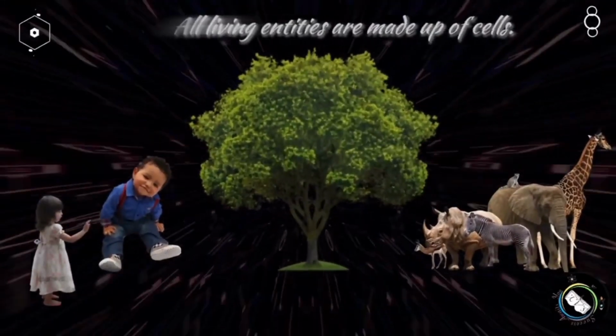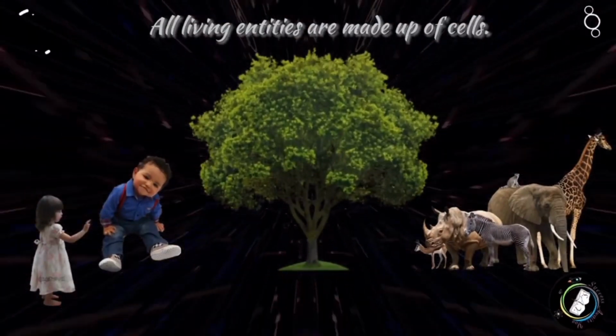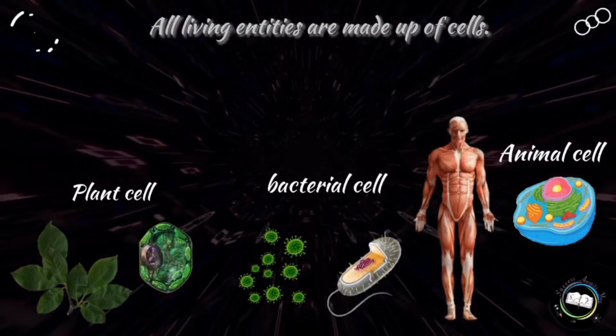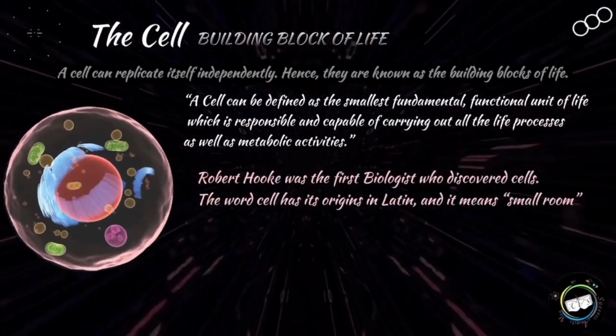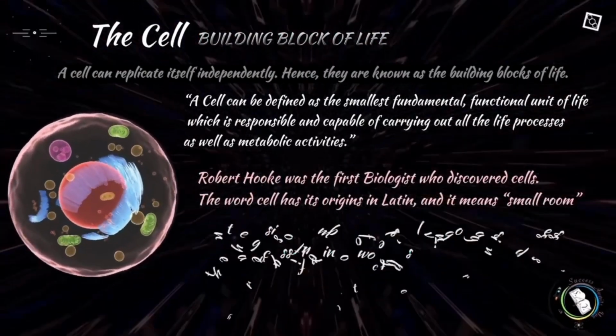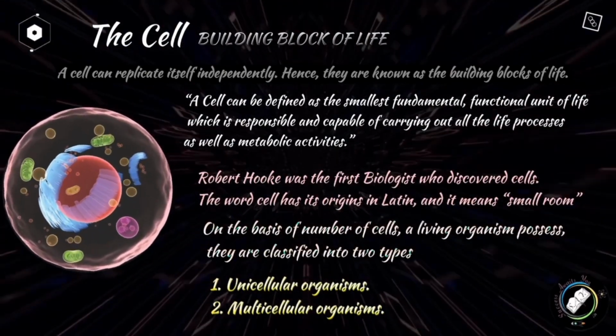As we have studied the features of living things, one of them is that all living things are made up of cells. What is a cell? A cell is a basic, structural, and functional unit of life. An organism may have single or multiple cells.